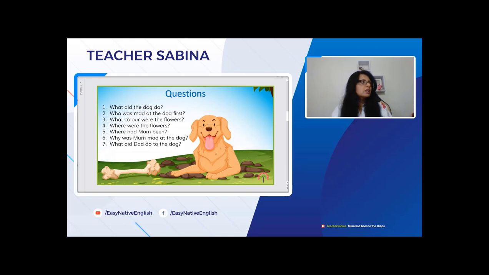So the next one, why was Mum mad at the dog? Why was Mum mad at the dog? Mum was mad at the dog because the dog dug up all the flowers. Very good. But remember, your nouns need to have articles. Okay? So, because the dog. All the flowers. Don't miss out the from flowers as well. So you need the dog and the flowers.